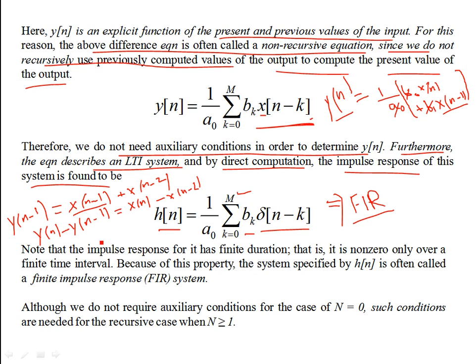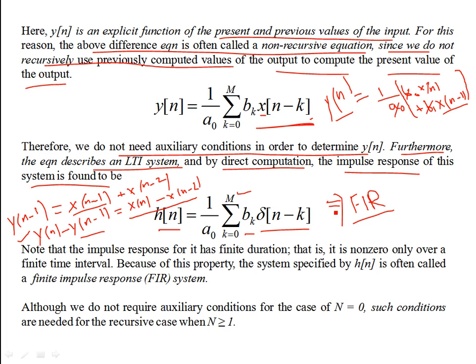So over here, this is the same system, but it requires the past output as well. So you see, there are many ways to describe the same system by different difference equations. This difference equation is defining recursion. This difference equation requires recursion to compute the present output y of n.